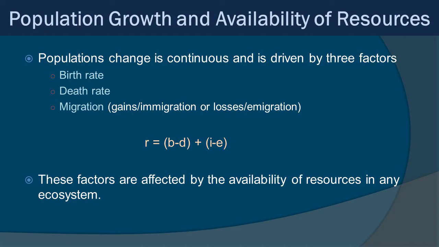These factors are affected by the availability of resources in any ecosystem. This can affect whether animals, for example, migrate away or migrate to an area, or die because they don't have enough resources, or continue to give birth at a rapid rate because they have plenty of resources.